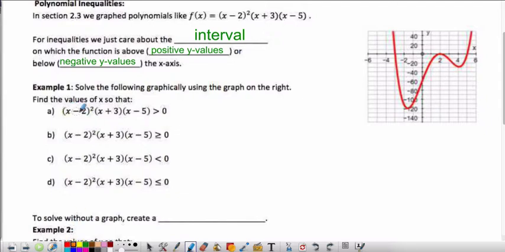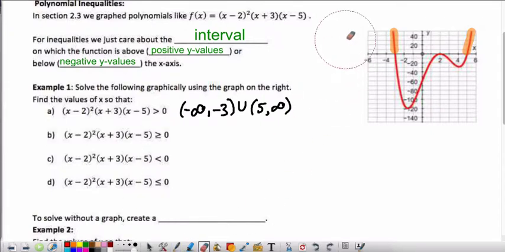So we want where the function is greater than 0. Where is it greater than 0? Well, it's greater than 0 here and here. So this is an interval because this isn't just one number. We're going from negative infinity and we're coming to negative 3, not including negative 3, and then we have all this space in between, and then again at positive 5 to infinity.